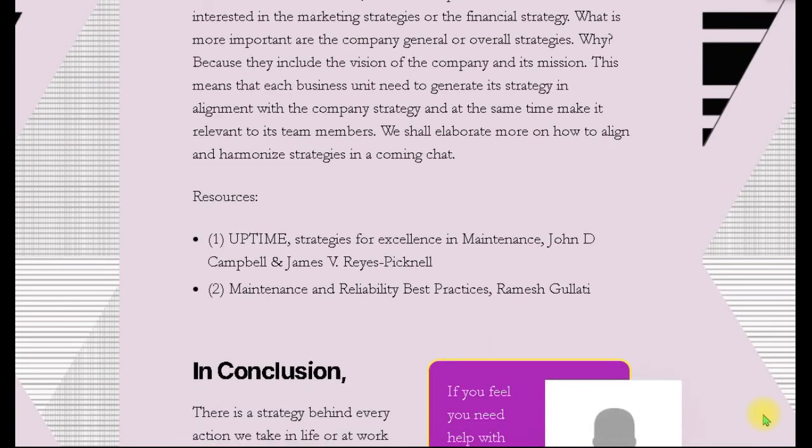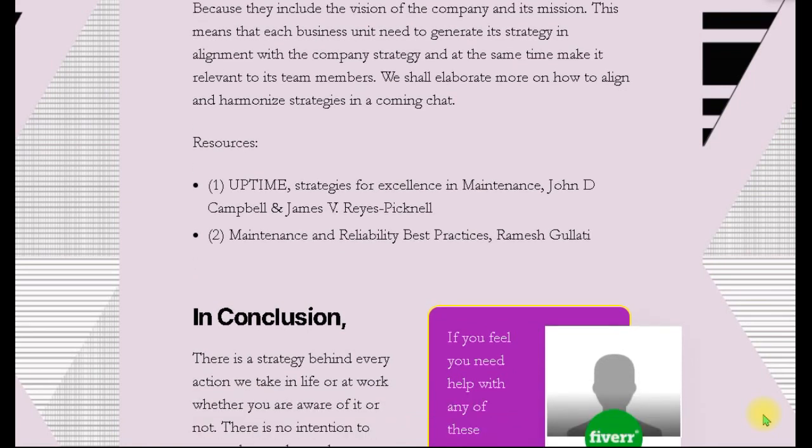I left you with a couple of resources: Uptime and Reliability from Ramesh Gulati, and Maintenance and Reliability Best Practices and Uptime from V. Rees Penknell. They are great resources to follow.